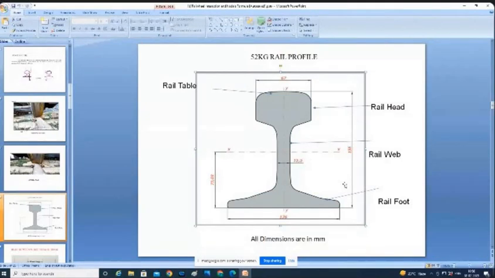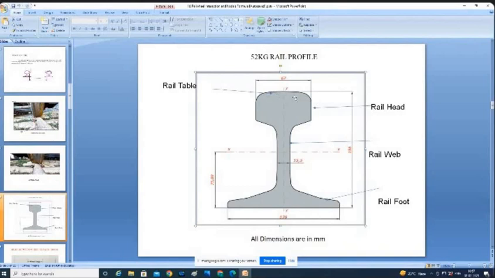Sir, how do you know whether it is a 52 kg rail, a 60 kg rail or a 68 kg rail? It is very simple. One way of remembering is this: whenever a 52 kg rail is there, if you have a small scale, you can also see the top. The rail has minimum these parts.